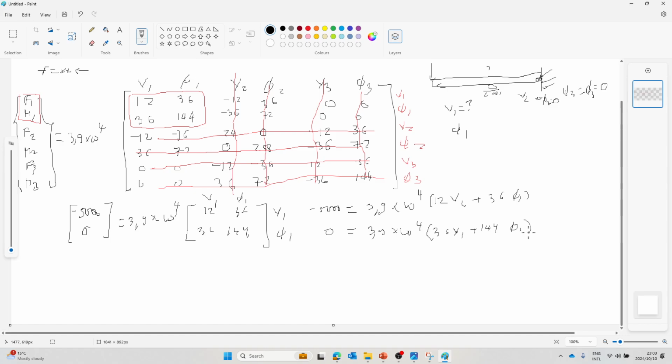So guys, what you need to do here, you need to solve this system of equations. If you have a silver calculator, you can do it at once.